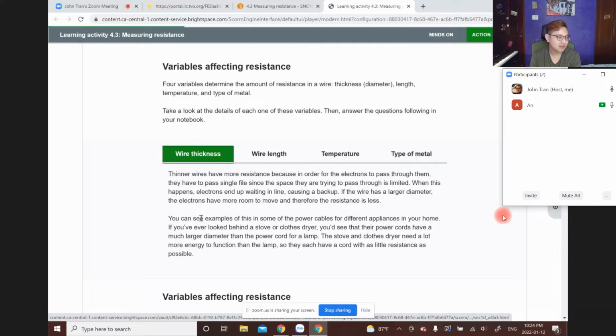You remember what I said? If it has higher resistance, it takes more energy to pass the electrons through it. So it heats up. You don't want the wire to heat up. It can melt. It can be dangerous. So that's why the cord needs to be as little resistant as possible.